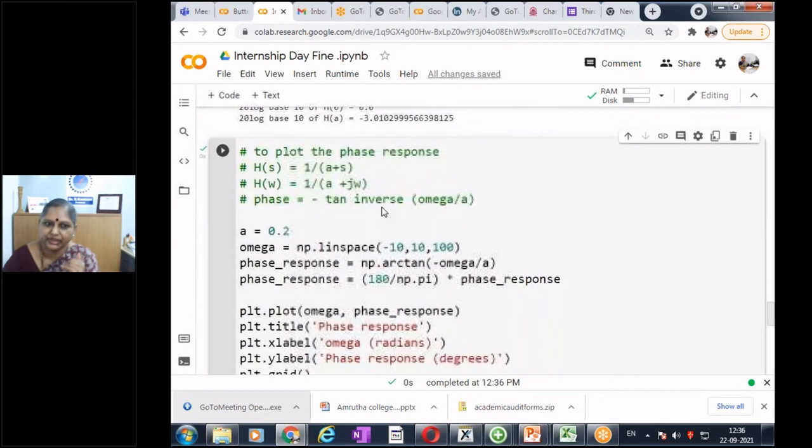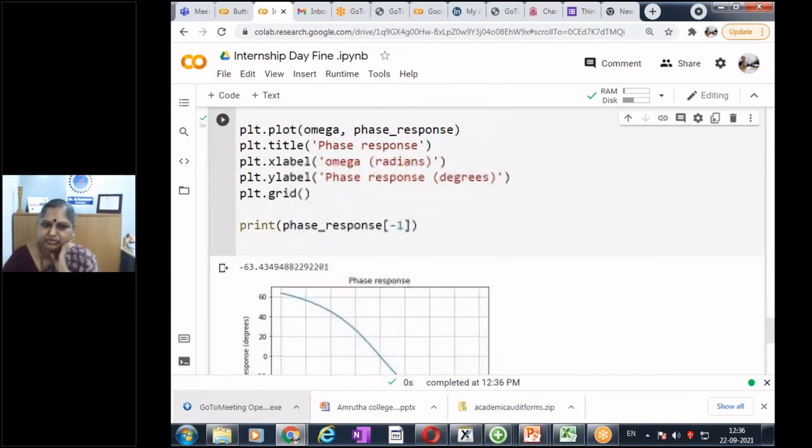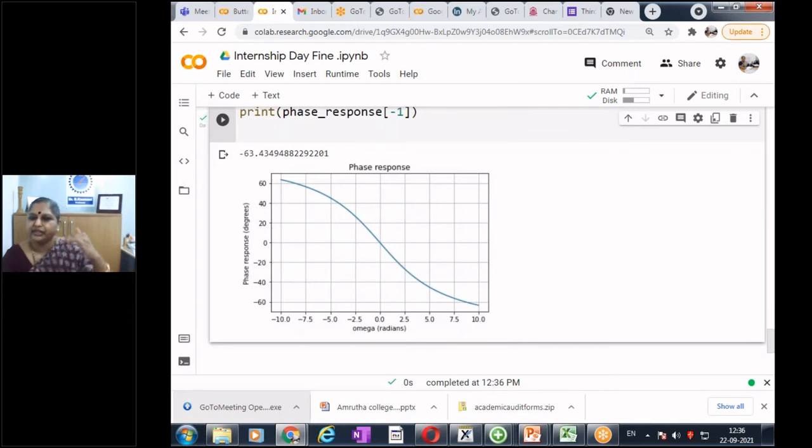It is sharper. Let me put A equal to 5 and see how is the plot. So you see the slope depends on the value of A. So the phase response is steeper, it's a function of A. It depends on A.